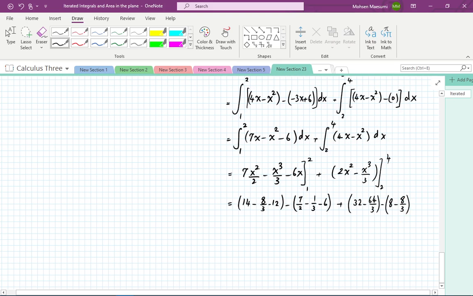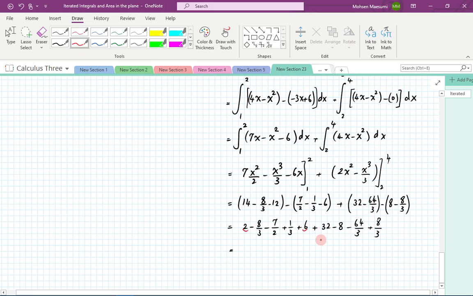So we might as well simplify a little bit and then add up all the pieces. So I'll have 2 minus 8/3, and then I have minus 7/2 plus 1/3 plus 6, and then I'll have here 32 minus 8 minus 64 thirds plus 8 thirds. So I try to collect similar fractions with each other first, and then add up the other pieces. So let's do it like this.